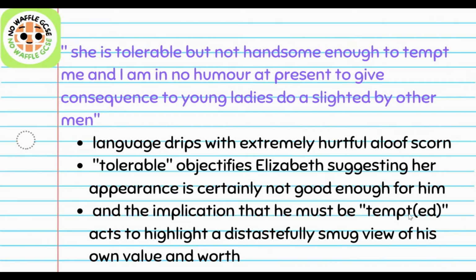Now, here the language drips with extremely hurtful, aloof scorn. The word tolerable objectifies Elizabeth, suggesting that her appearance is certainly not good enough for him. And the implication that he must be tempted acts to suggest that he has a smug view of his own value and worth, and he believes it's much higher than anybody else.